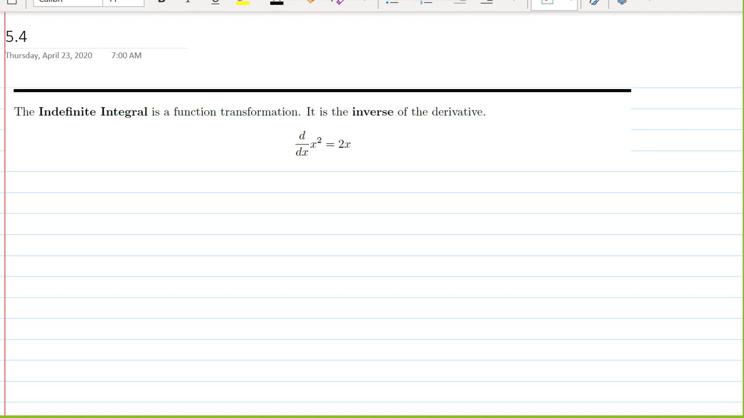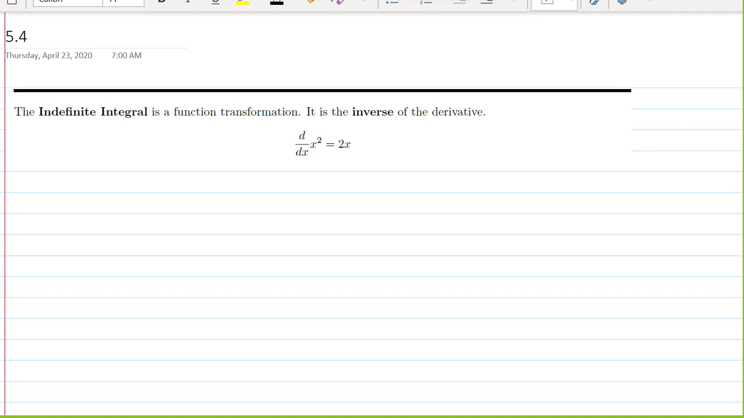So in 5.4, we're going to be talking about the indefinite integral. In the first three sections, we talked about the definite integral, and the definite integral represented a number, and that number was the area underneath the curve between A and B. And we defined the area to be positive if it was above the x-axis, and negative if it was below the x-axis.